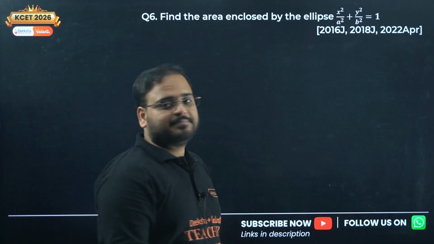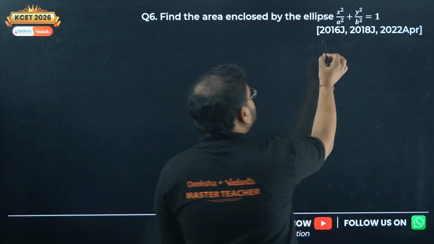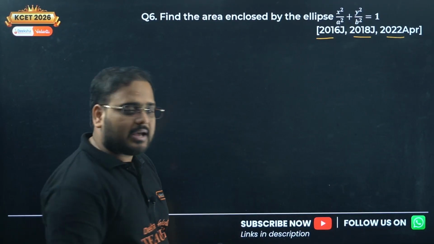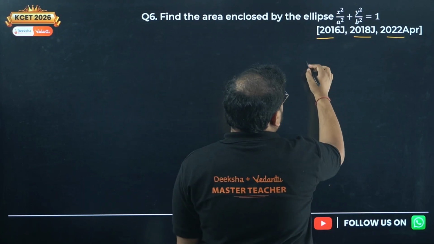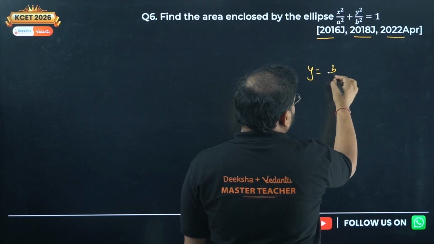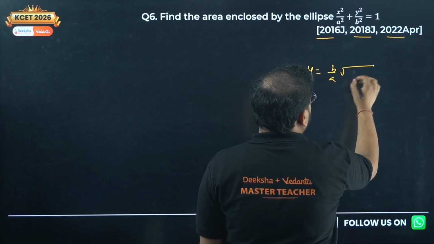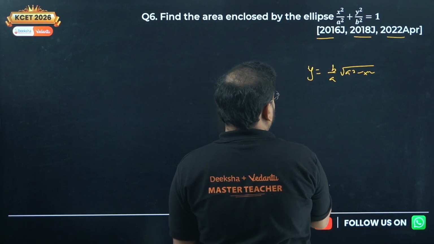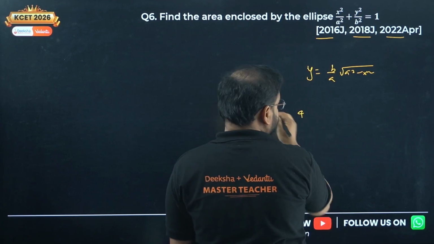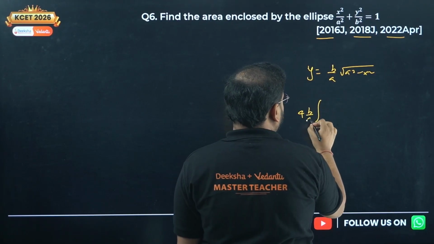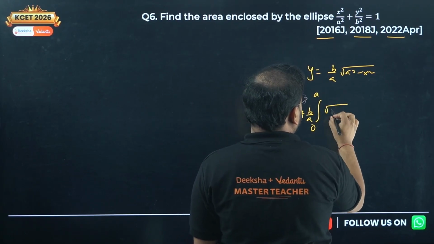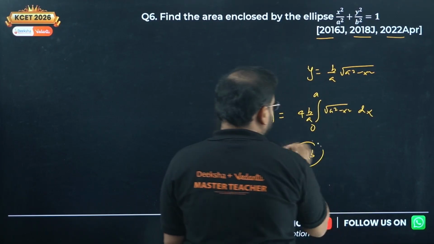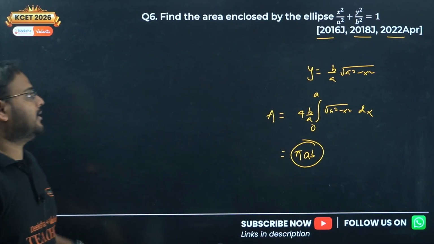Next, sixth one, same question. Check here, 16 June, 18 June and 22 April. The question has been asked again and again. Same approach. You write y value as b by a integration of root of a square minus x square. Integrate this from where? So you'll have the answer as required area will be 4 times the integration of b by a root of a square minus x square, 0 to a, dx. Your answer will come as pi ab. Same result. Question number 2 basically.